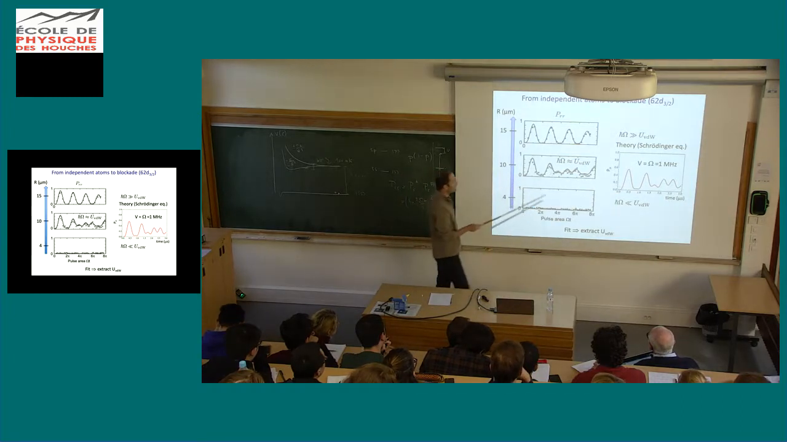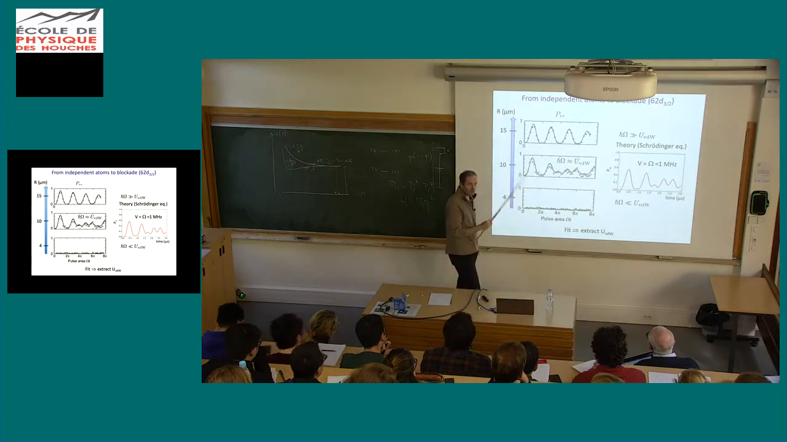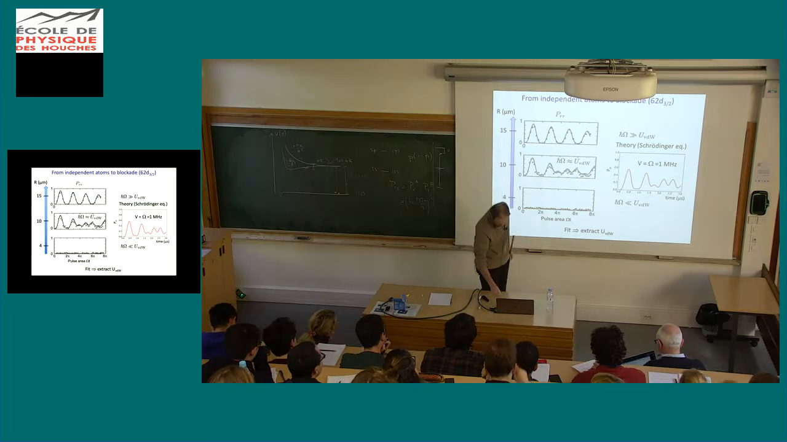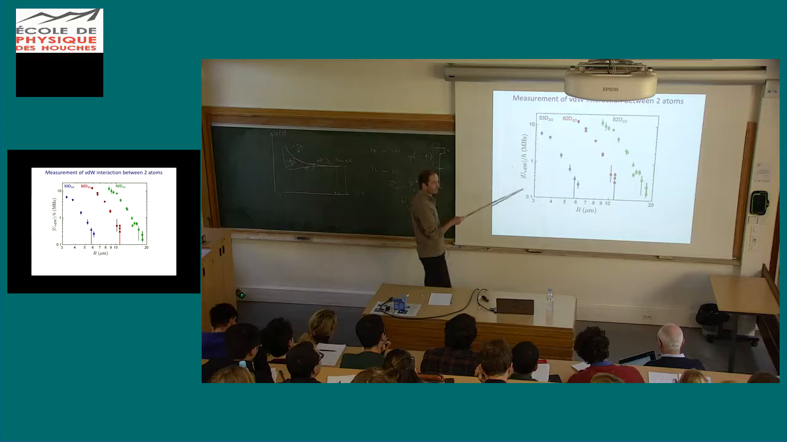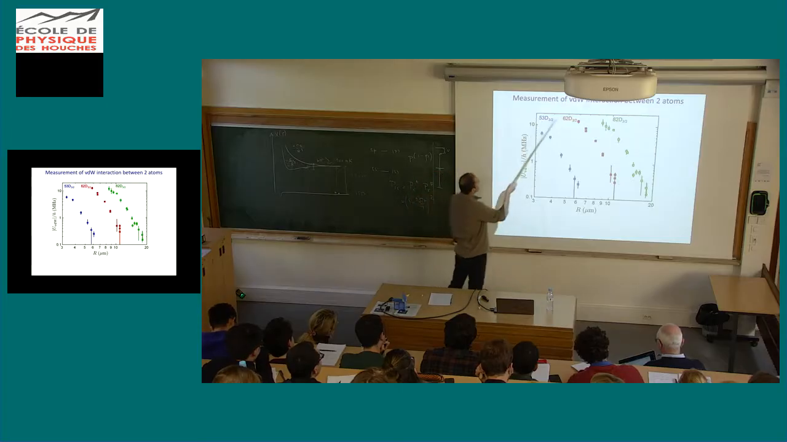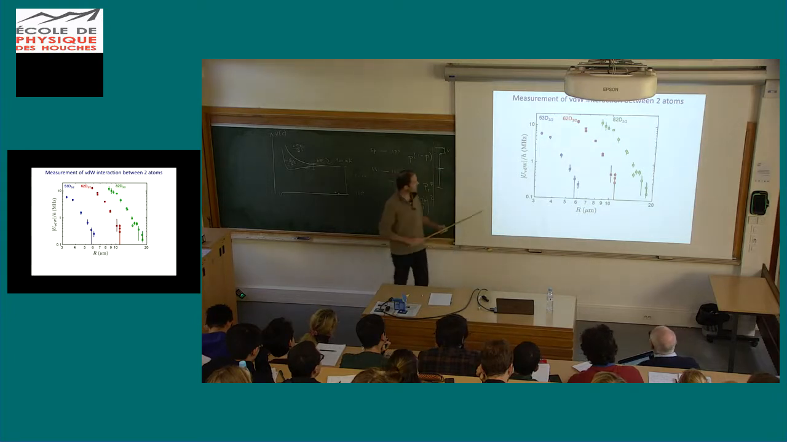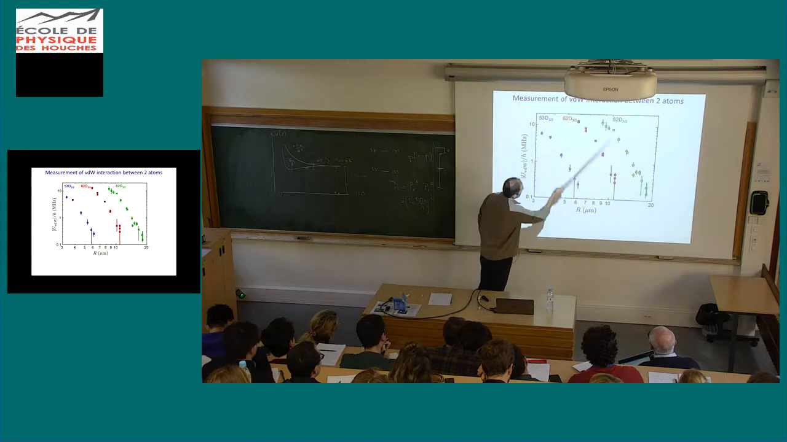So you see that now, if you know what your omega is, you can fit the U from the data. And you can do that for various distances and therefore extract the U, which is the interaction energy between the two atoms. So this is the result of this fitting. For different principal quantum numbers, this is the U, the van der Waals energy, that you extract as a function of the distance. So you repeat the experiment for various distances, and you do see that there is a huge trend as a function of distance.